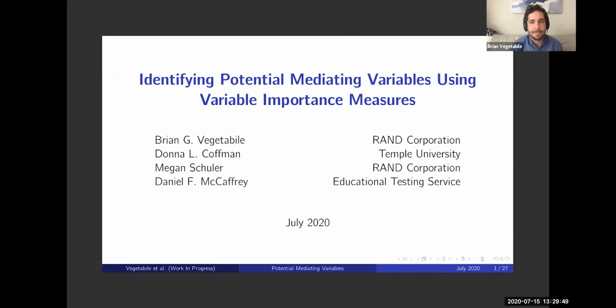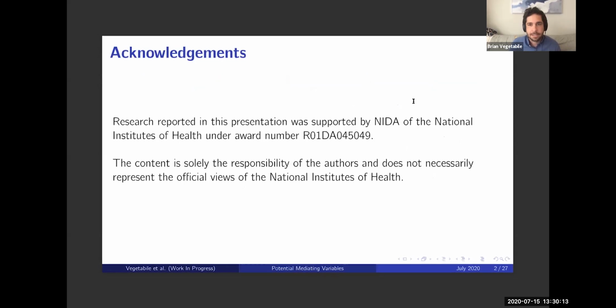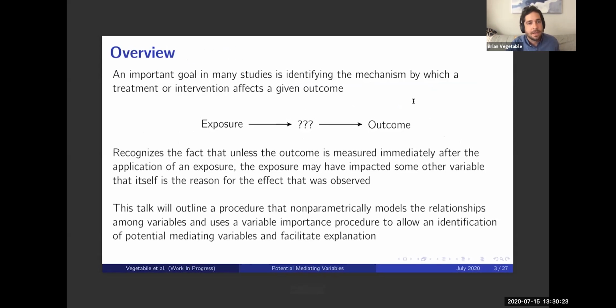I'm Brian Vegetabile. I'm an associate statistician at the RAND Corporation. The title of our talk is Identifying Potential Mediating Variables Using Variable Importance Measures. And so we're going to take a non-parametric spin on causal mediation analysis. And this is joint work with Donna Kaufman at Temple University, Megan Schuler, who's one of my colleagues at RAND, and Daniel McCaffrey at Educational Testing Service. Just to acknowledge, this is work funded by NIDA and NIH. The opinions are solely mine, and we can get that out of the way and move on.